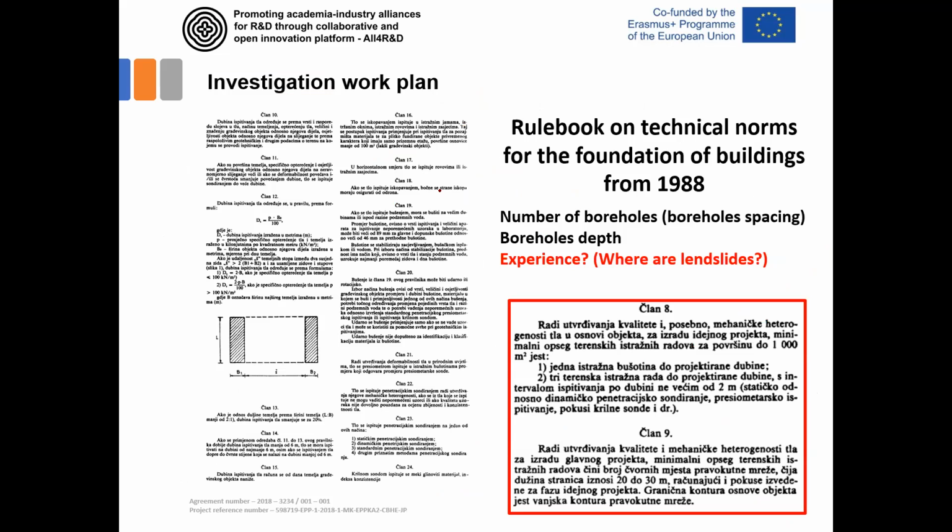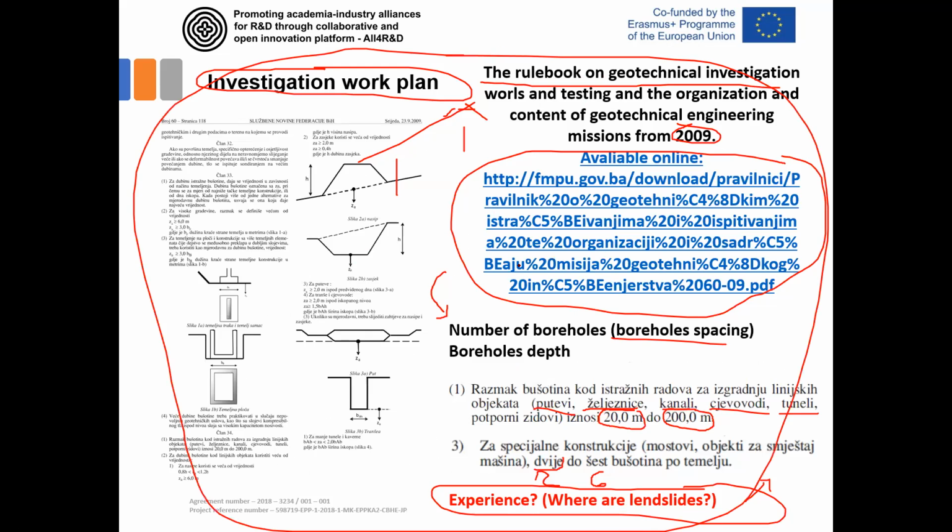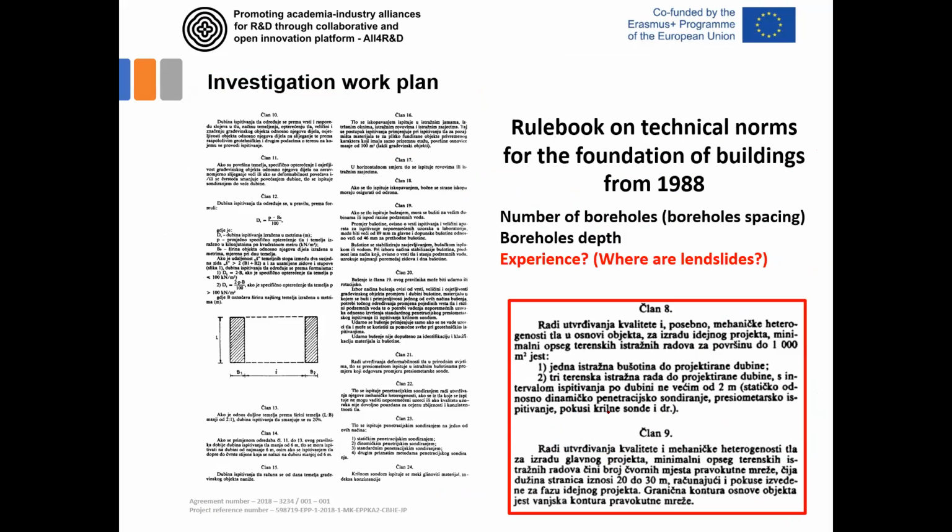The other document is the rule book on technical norms for the foundation of buildings from 1988, an ex-Yugoslavia standard that is also used. And if you look at it, you'll see that it's practically all the same as the information in this new rule book locally used. It's also for line structures 20 to 200 meters spacing for the boreholes.